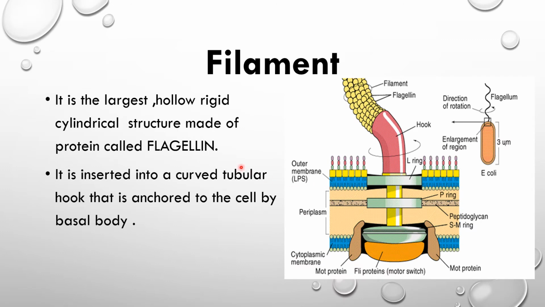Filament is the largest, hollow, rigid, cylindrical structure made up of a very special protein known as flagellin. So here you can see in this image the filamentous structure, which is the largest part of the flagella, which is hollow, rigid, cylindrical, and made up of a very special type of protein known as flagellin. It is inserted into the curved tubular hook that is anchored to the cell by the basal body.